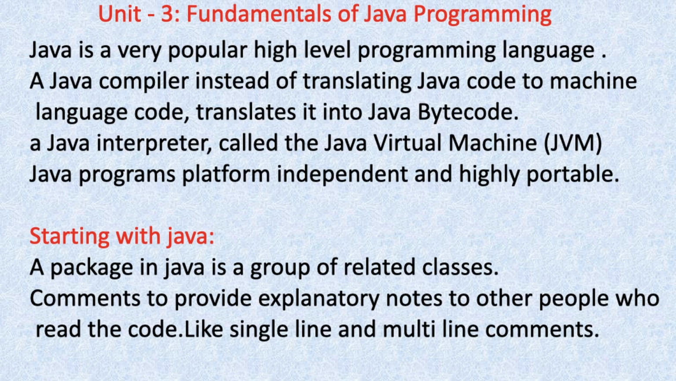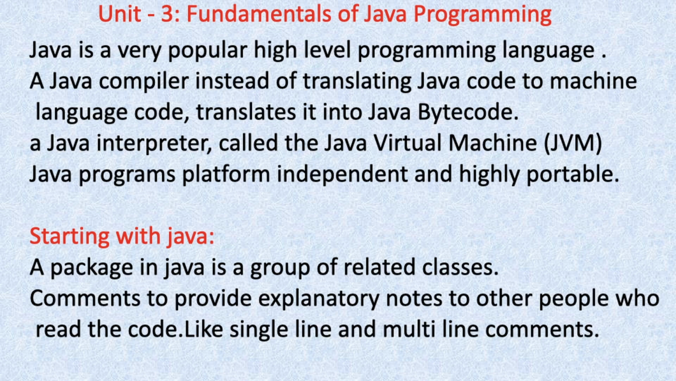The next, very important topic is fundamentals of Java programming. A sure 4-mark question will come from this. Java is a very popular high-level programming language. A Java compiler, instead of translating Java code to machine code, translates it into Java bytecode. A Java interpreter is called JVM, Java Virtual Machine. Java is platform independent and highly portable.